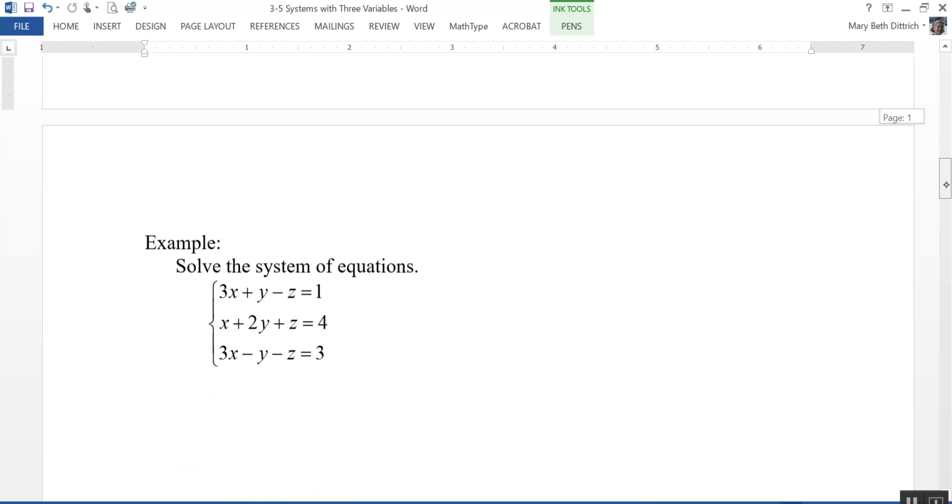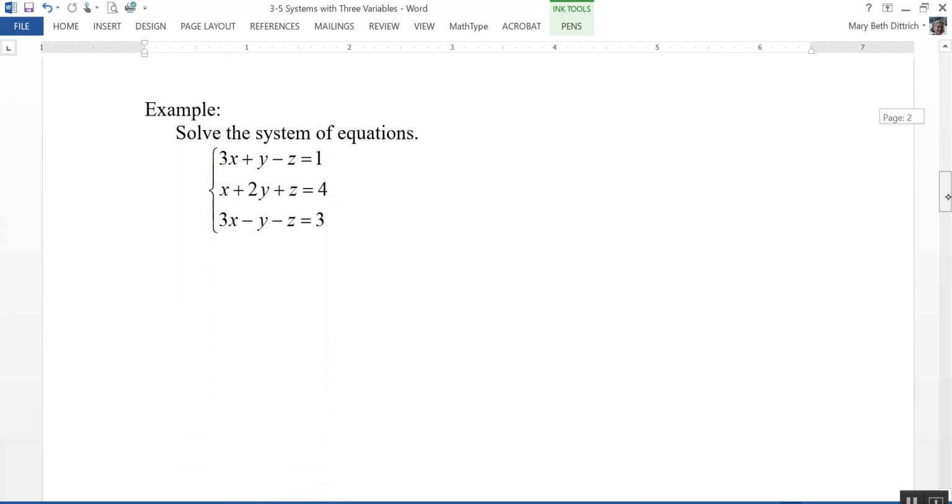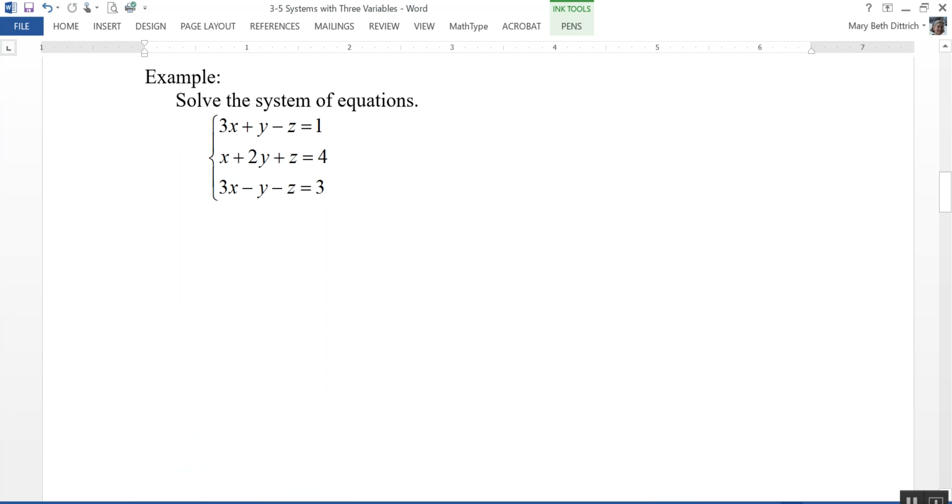You'll probably notice that I've devoted a whole page to this. It does take a little bit of work. So here's our system of equations. You'll notice that there's an x, a y, and a z. The trick to doing this is to take two of the equations and eliminate one variable, and then choose two other equations and eliminate the same variable.